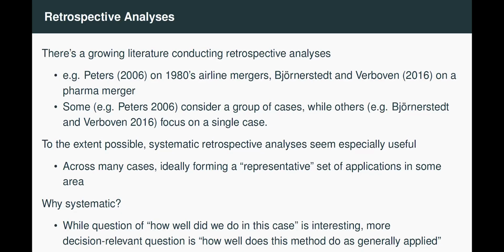But on an ongoing basis, the more decision relevant question seems to be, how well does this method do as generally applied? We're having to make a bunch of choices. Those choices matter. It's really good to know, when we're having to make those choices before seeing the result, how well are we doing on average ex post?